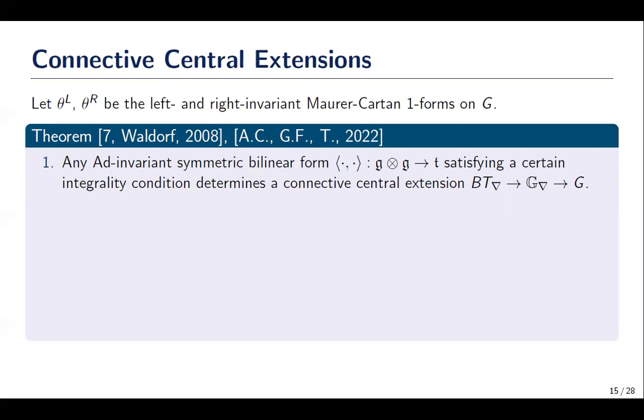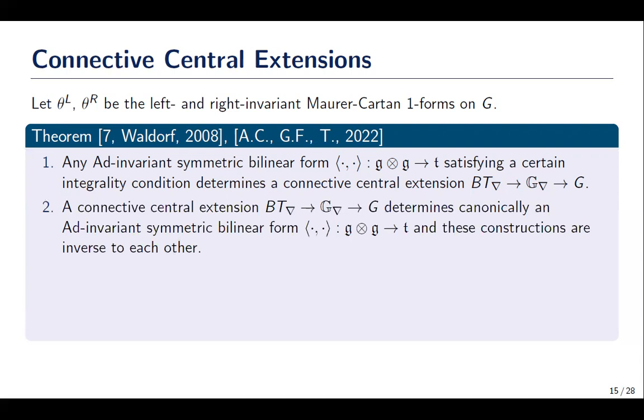And if you go into the literature, you will not find any other examples of connective central extensions. And that is because we have this thing that we proved recently. It's that if you have a connective central extension, then automatically you have an Ad-invariant symmetric bilinear form that inverts this construction. So these kinds of central extensions are entirely classified by the data of such a bilinear form.